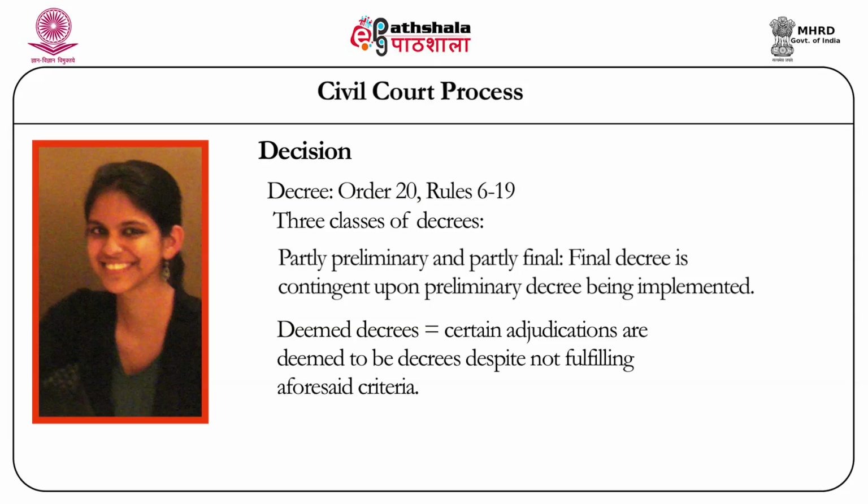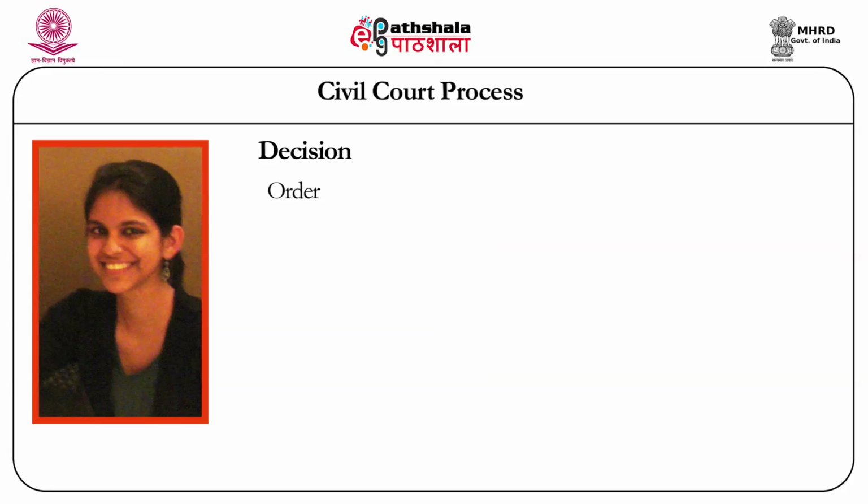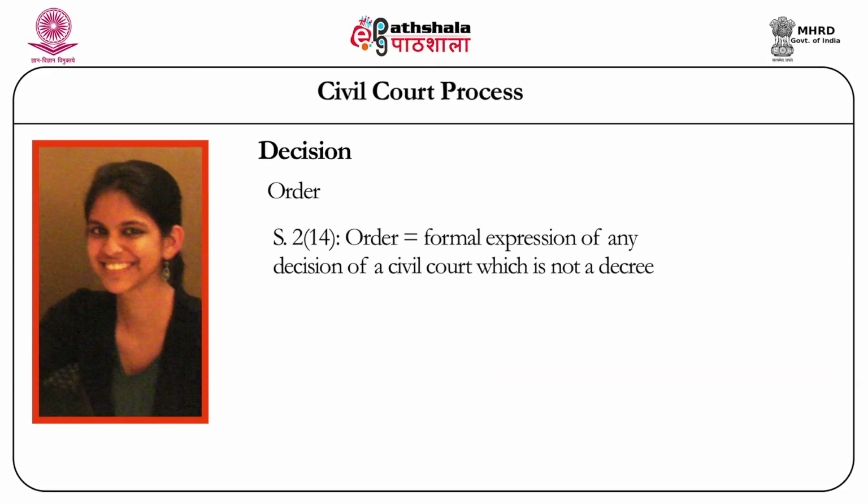For example, Section 2(2) deems the rejection of a plaint and determination of any question under Section 144 as decrees. Section 2(14) defines order as a formal expression of any decision of a civil court which is not a decree. As a general rule, an order is founded on objective considerations and must contain a discussion of the question at issue and the underlying reasons.